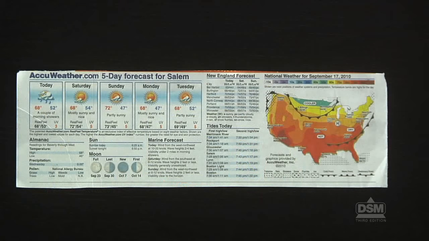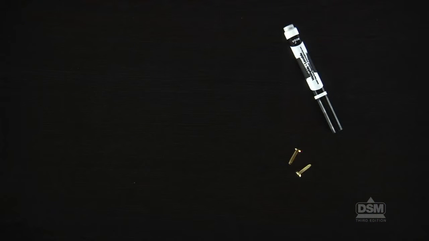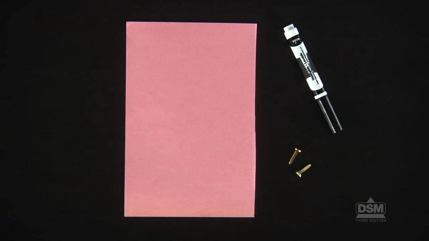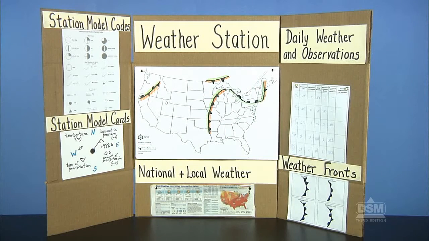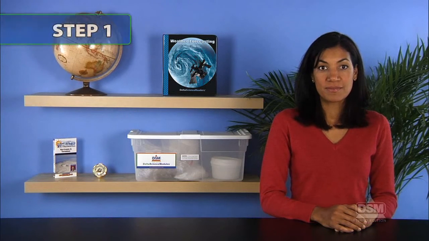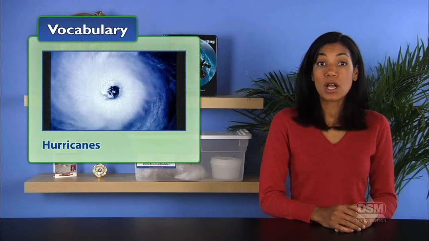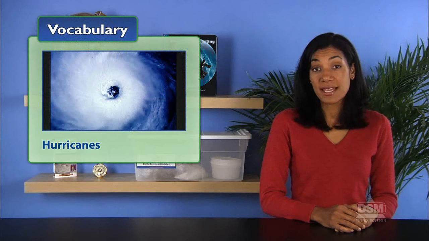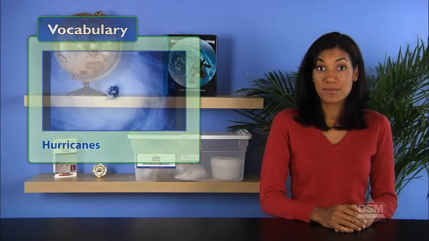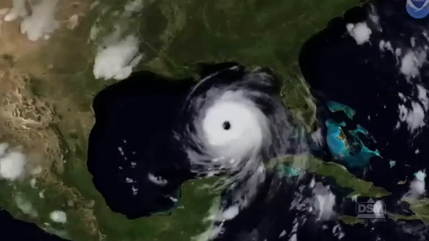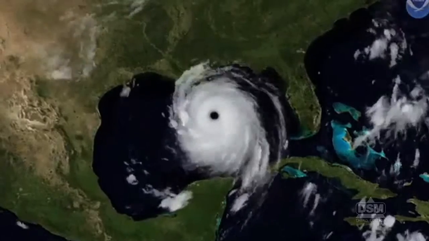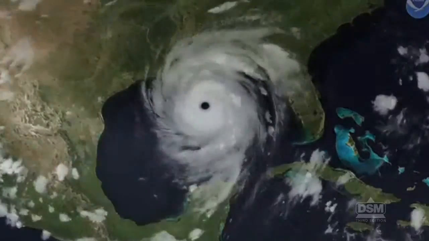Collect weather reports. Each team of 2 will need a marker, 2 paper fasteners, a half piece of construction paper, and their weather station. To begin the activity, introduce 2 types of severe storms. Tell students that hurricanes are hundreds of kilometers wide, making them the largest storms on Earth. They form over warm water and develop into huge masses of wind circling around a center. When these storms reach land, they usually cause great damage.